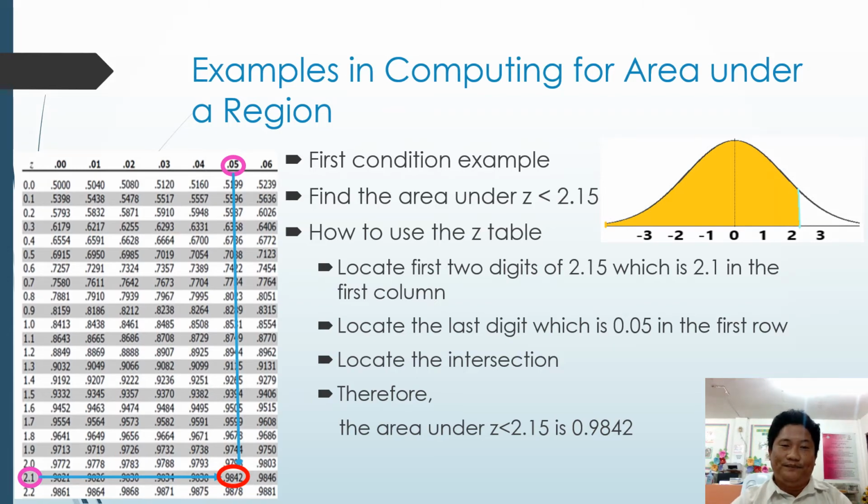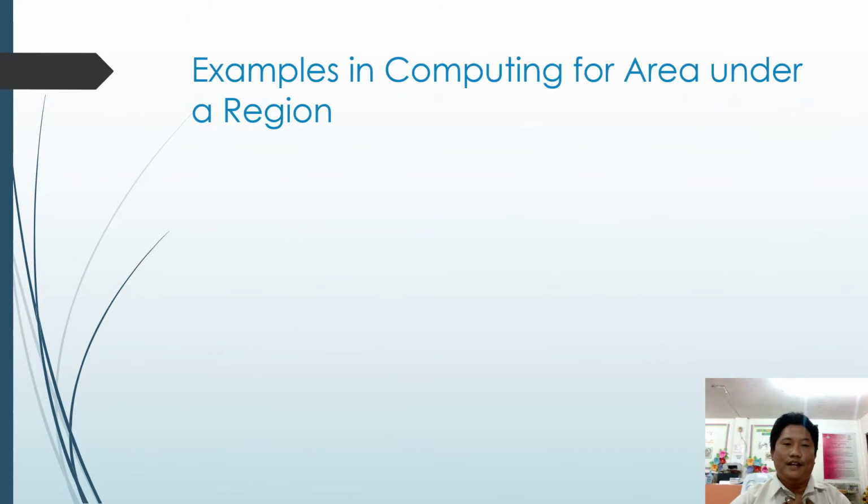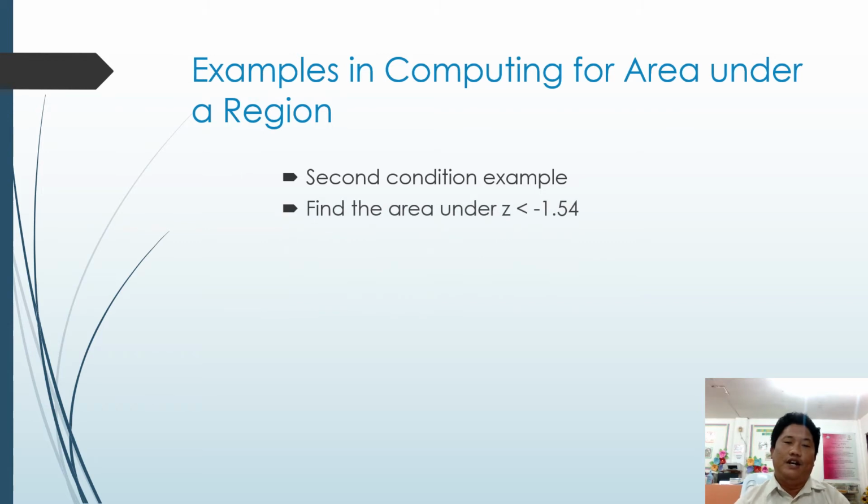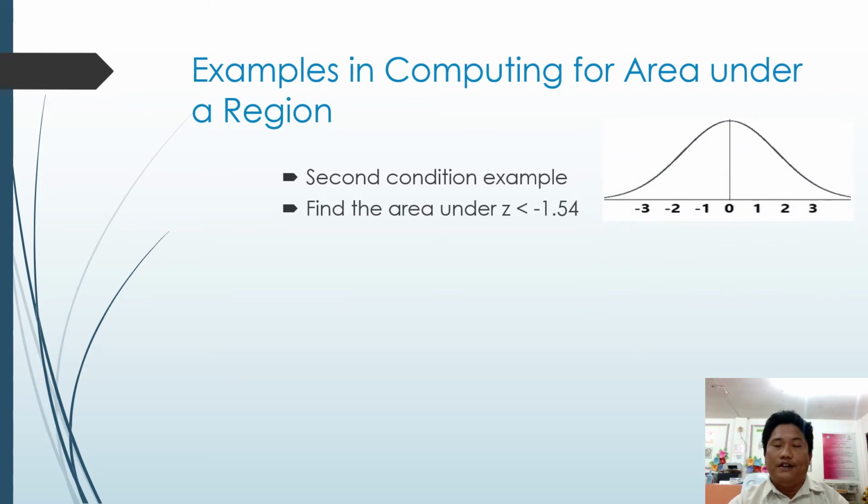Next, an example for the second condition. For the second condition, we're looking for the area under z less than a negative value, and we have here z less than negative 1.54. Again, we have here the standard curve. So we'll try to locate negative 1.54. So we have there the blue line, that's precisely the position of negative 1.54.